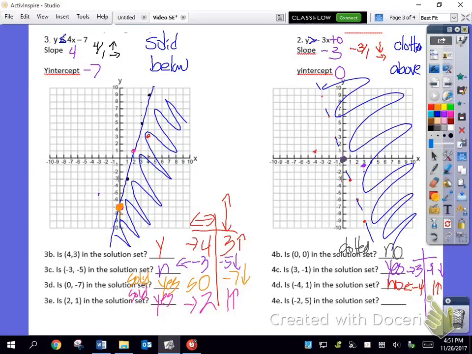And then negative 2, 5. So I go to the left 2 and up 5.